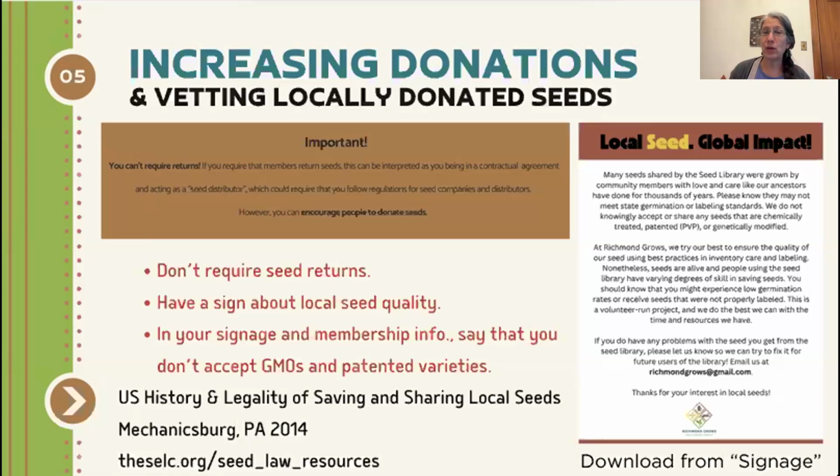So this was kind of the language we came up with. Many seeds shared by the seed library were grown by members of our community with love and care, that's been done like this for thousands of years. We don't accept patented varieties, and they may not be exactly as labeled because people are at different levels. And that's kind of the beauty of community. So that's the language we came up with in our education about how this is not a commercial industry or a commercial adventure. So that's kind of where that is.